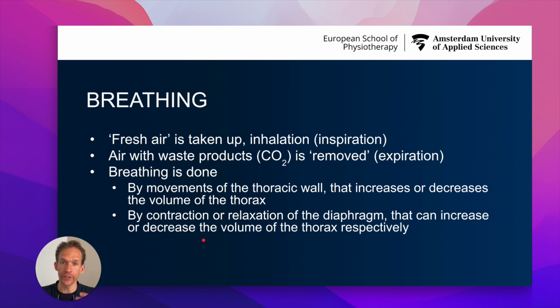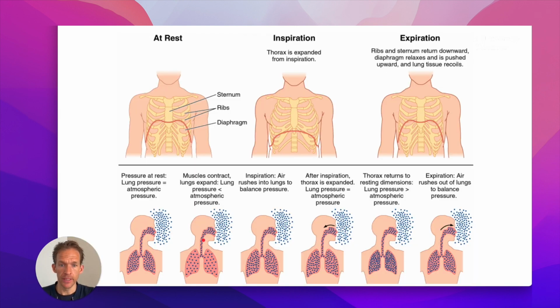So fresh air is taken in by inspiration, which is accompanied by expansion of your lungs, whereas expiration is where you want to get rid of CO2, for example, and that is achieved by reducing the volume of your lungs, and that is usually done by reducing the volume of your chest. In this picture, you can see the whole sequence from rest to inspiration and to expiration.